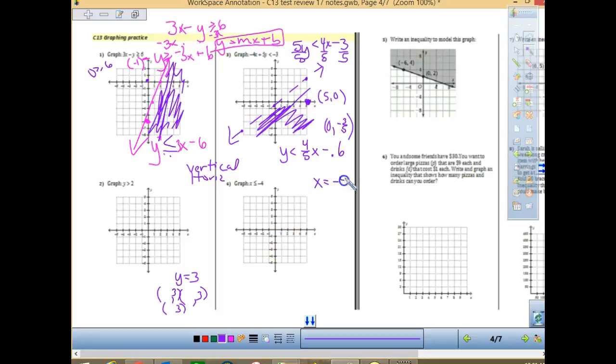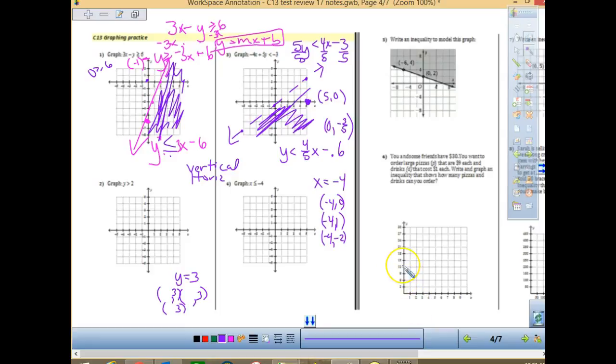If x equals negative 4 and you're graphing that and you can't remember vertical or horizontal, just put negative 4 for every x value and plug in different y's. Plug in 0, 1, negative 2. And when you graph that point, negative 4, 0, negative 4, 1, you should see that you have a vertical line.